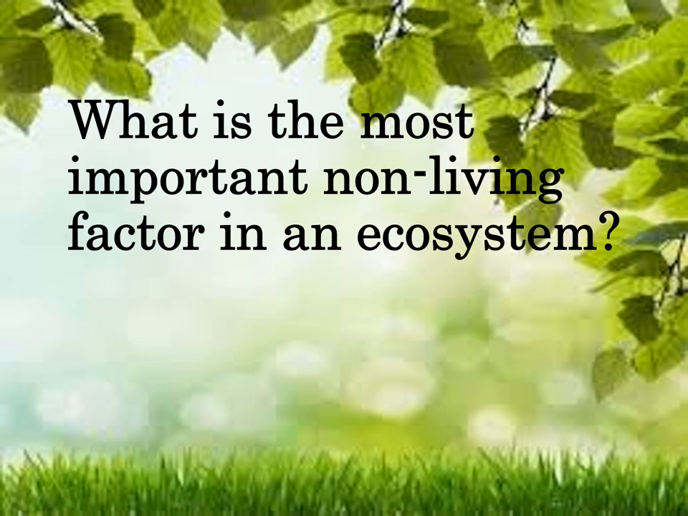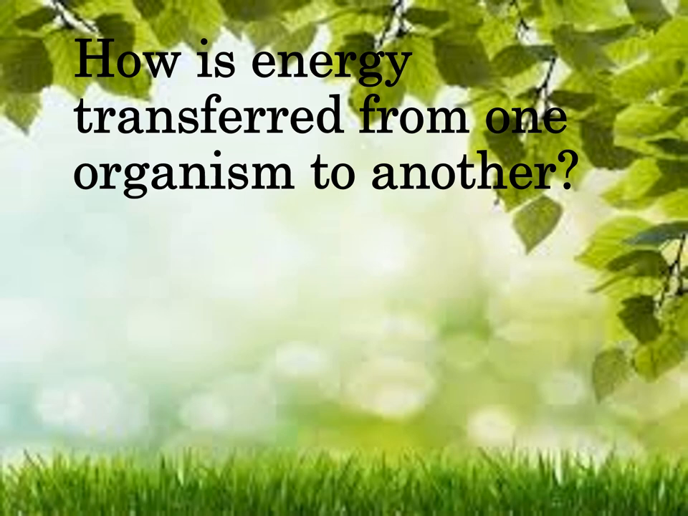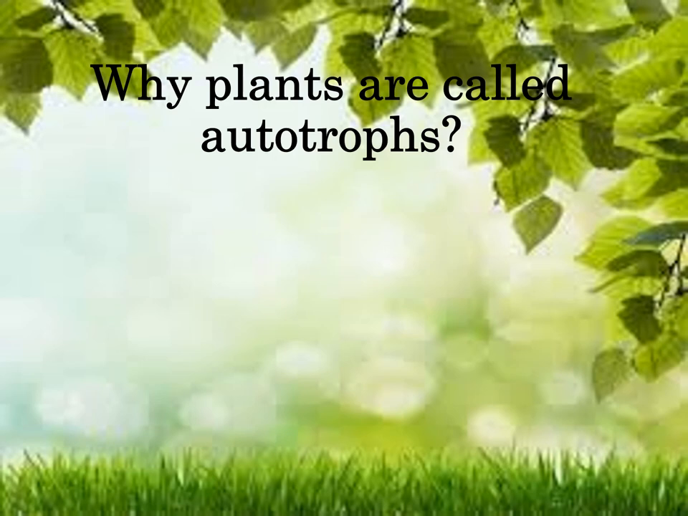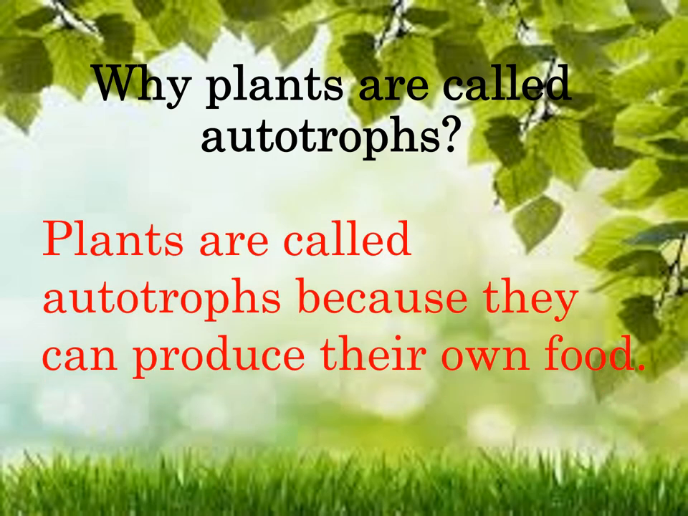Now, let us recap. What is the most important non-living factor in an ecosystem? The sun. The sun is the most important non-living factor in the ecosystem. How is energy transferred from one organism to another? Energy is transferred from one organism to another when an organism eats another organism. Why are plants called autotrophs? Plants are called autotrophs because they can produce or manufacture their own food.